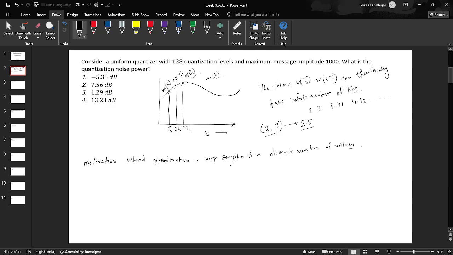Since you are going to map samples which can take infinite values to a discrete number of values, it automatically infers that quantization is nothing but a many to one mapping.